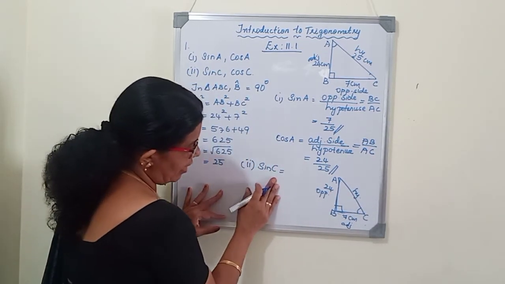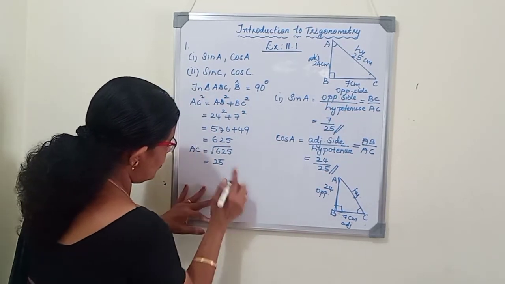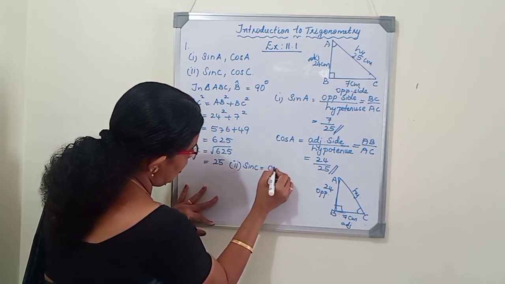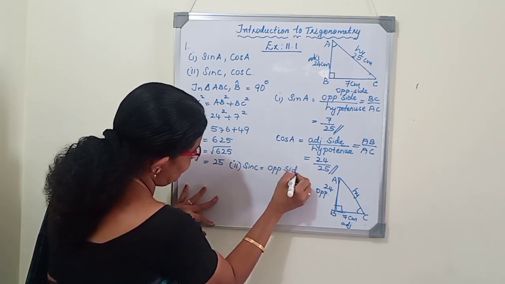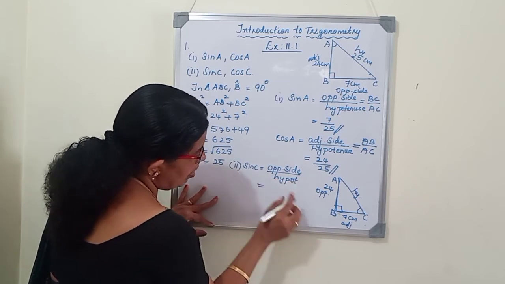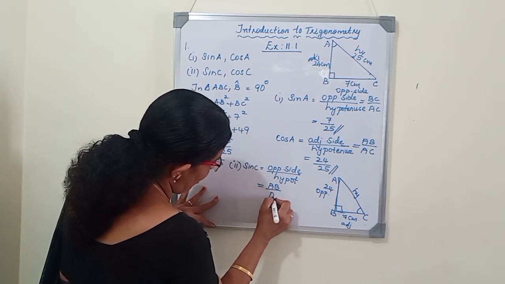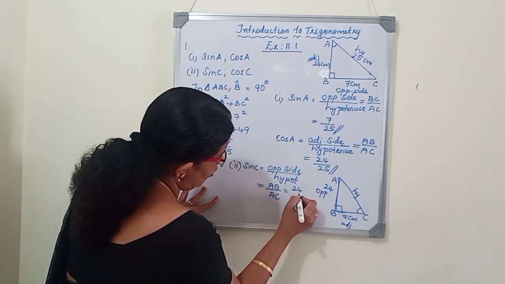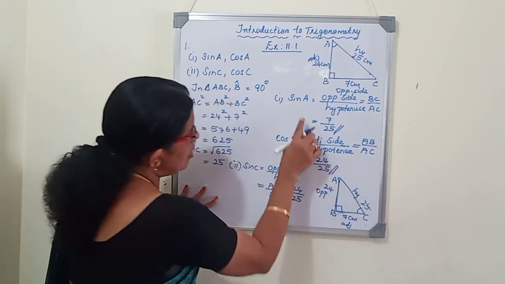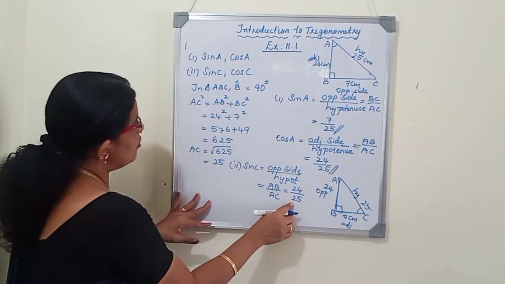So, now we will write sin C. Sin theta is again opposite side by hypotenuse. Sin C equals opposite side by hypotenuse. With respect to C, AB is the opposite side, so it is AB by AC. AB is 24, by 25 which is the hypotenuse. Now you see sin A is 7 by 25. For sin C it is 24 by 25.